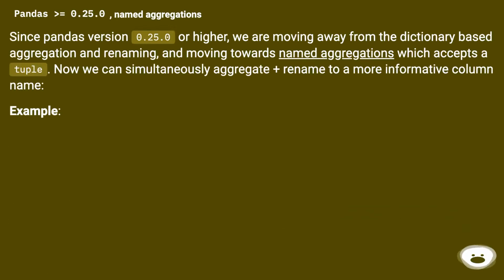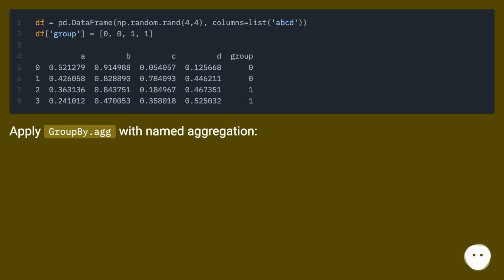Pandas greater than or equal to 0.25.0: named aggregations. Since pandas version 0.25.0 or higher, we are moving away from the dictionary-based aggregation and renaming, and moving towards named aggregations which accept a tuple. Now we can simultaneously aggregate plus rename to a more informative column name. Example. Apply Groupby.agg with named aggregation.